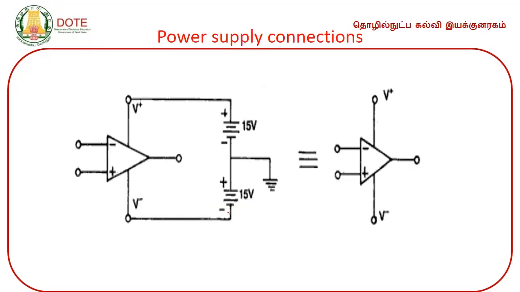Now power supply connections, okay. Now we have seen how the op-amp device is available in the form of IC in a single package. See one more point, the op-amp device is available in the form of IC, not only the single op-amp package, it is also available in double, quad.